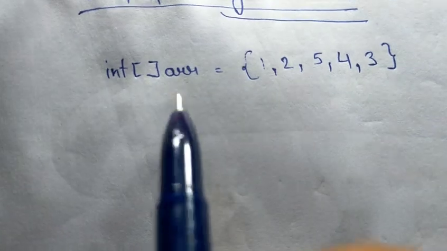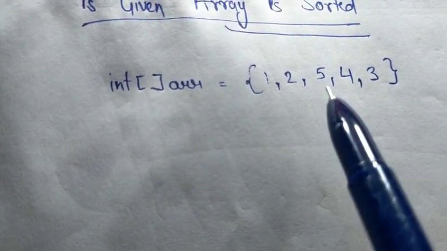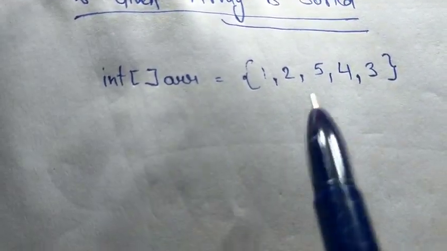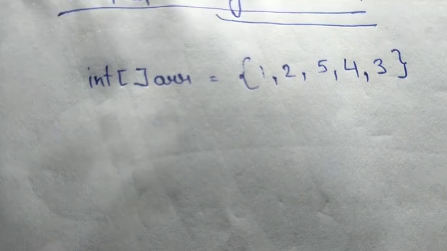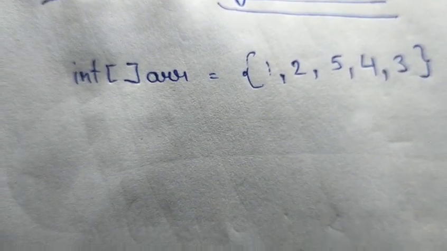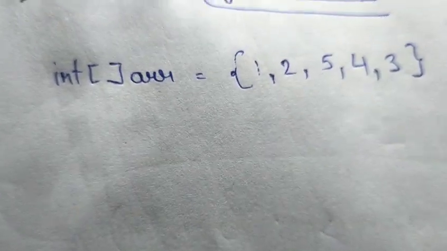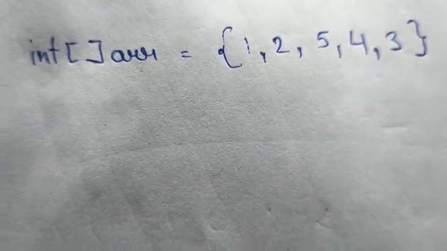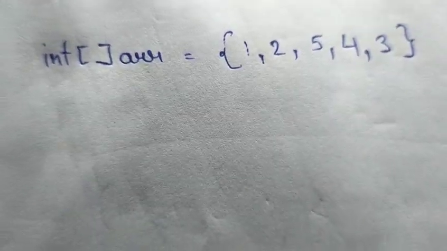Today we are going to discuss whether a given array is sorted or not. The given array is 1 5 4 3. We know that this array is not sorted, because if an array is sorted, it will be in ascending order or totally in descending order, but this one is not. So how can we find out whether this array is sorted or not?